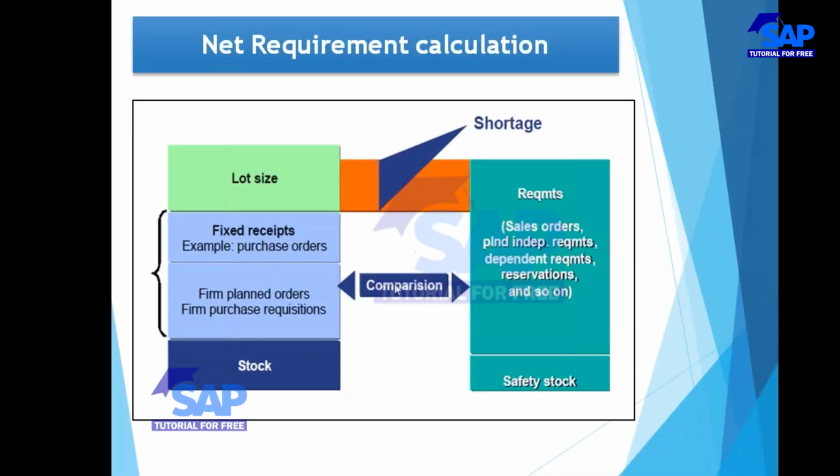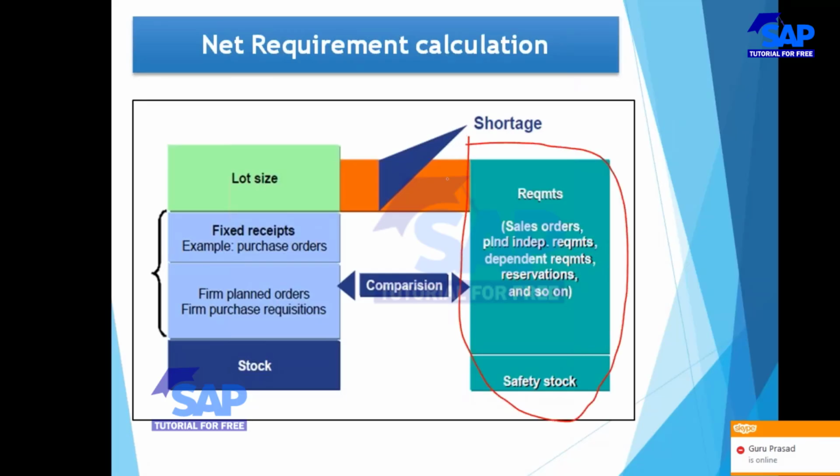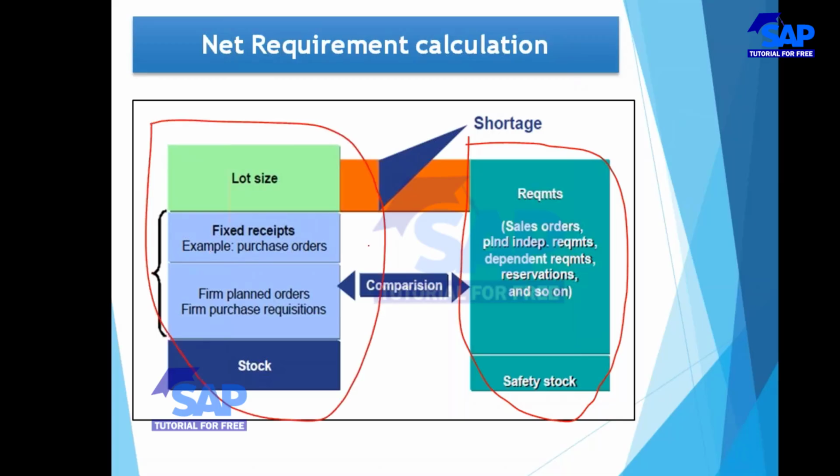Net requirement calculation means it will compare all the requirement elements and already existing receipt elements. If there is any shortage, it will determine the procurement proposal.